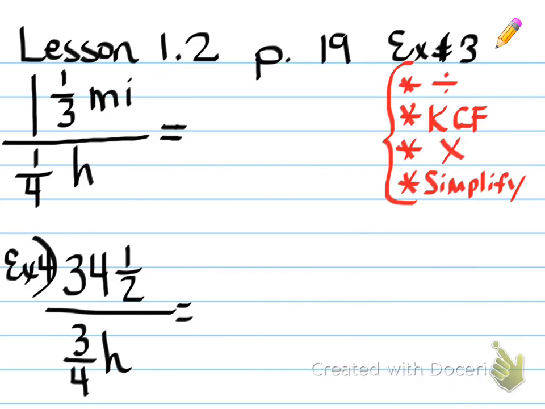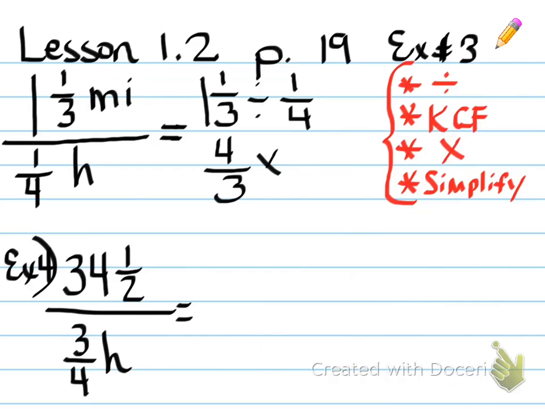So this would be 1 1/3 divided by 1/4. Now, before I go to the next step of doing a keep, change, flip, I need to change this mixed number and multiply 3 times 1 is 3, and 3 plus 1 is 4. So now I'm at 4/3.